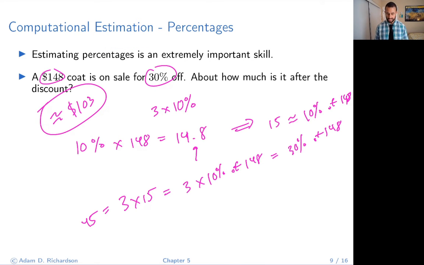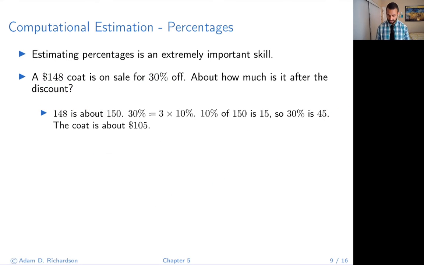Okay, and that's all it really takes. The key thing here is stuff that we've seen a whole bunch of times before. I took 30% and thought about it in smaller terms. I thought about it as 3 times 10% and then applied that 10% 3 times, which is much easier. So that's one of the ways you can do this. So the coat is about 105. Actually, I should have written 103 right there. That's all right. It's an estimate, so we're not looking for precision.